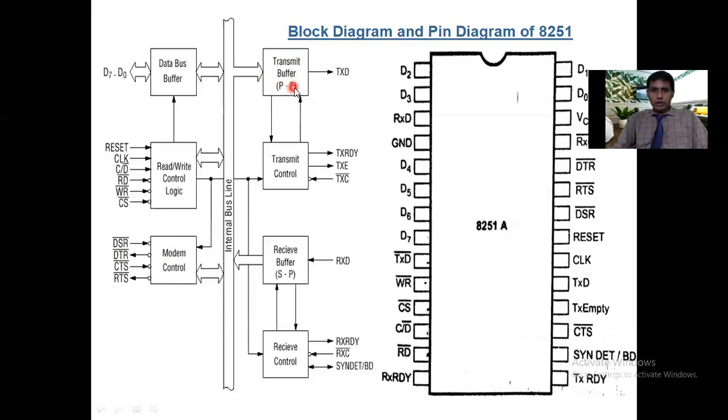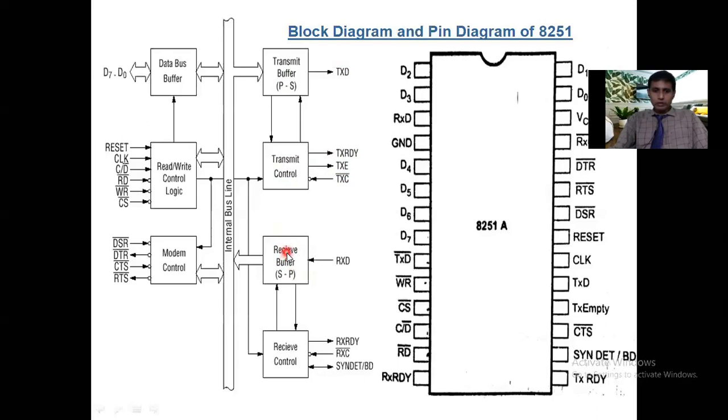Now coming to the transmit buffer. Okay, so it is primary to secondary, nothing but the transmit buffer transmitting the data from the processor to the external serial port device. In order to transmit, we use the TXD pin, transmit data pin. X indicates external serial port, it can transmit, that's why TXD. Now this transmit buffer is controlled by the transmit controller. In that we have 3 pins: transmit ready, TXRDY, transmitter empty, TXE, and TXC bar, nothing but the transmitter clock pin.